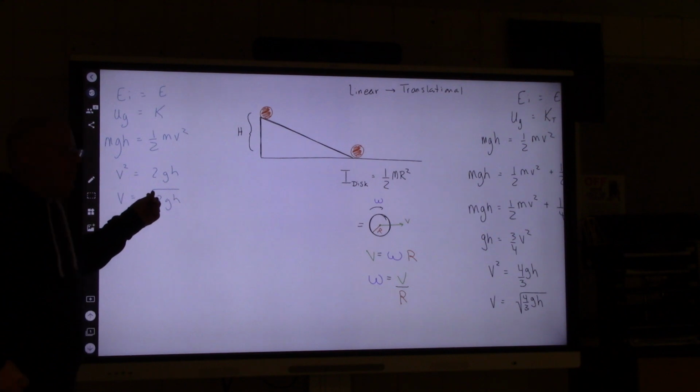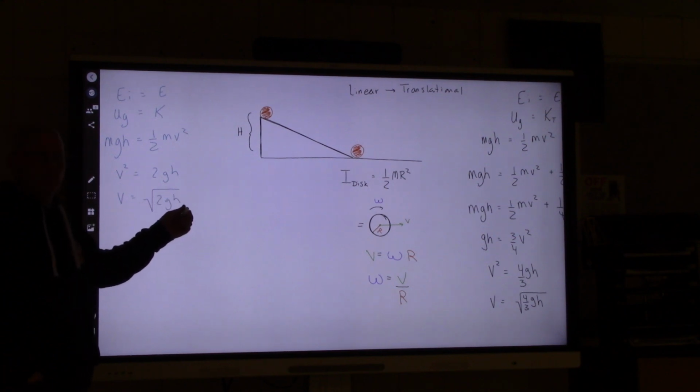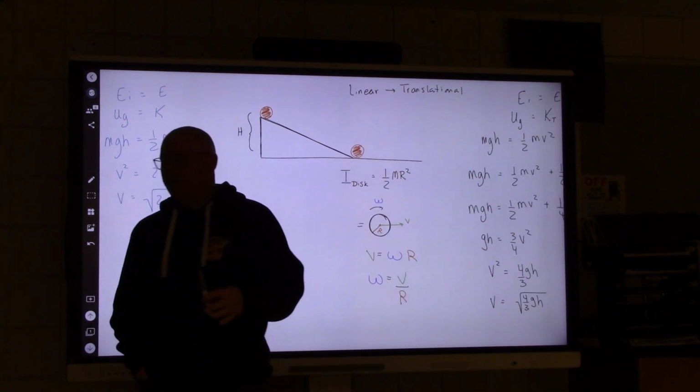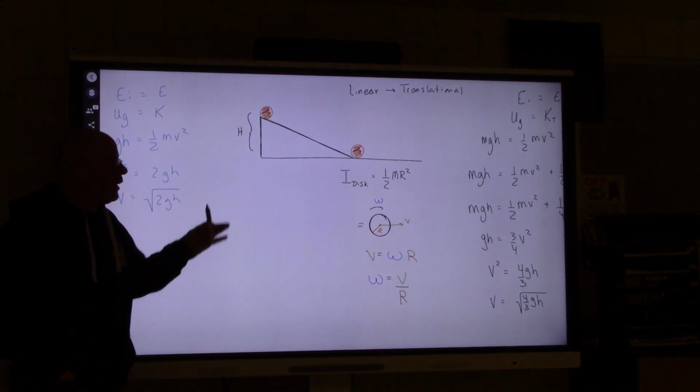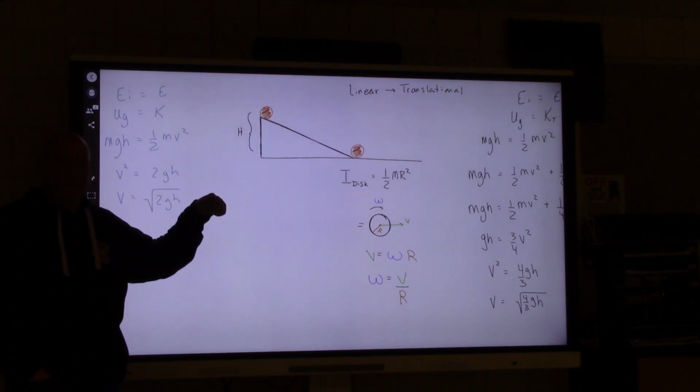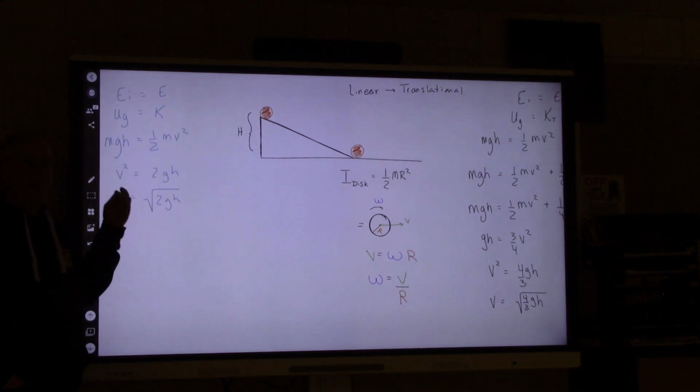If it slides down, it's the square root of 2gh. That's bigger than the square root of 4/3 gh, true? So what this means is some of the energy, when it rolled down, went into getting it to spin. And here, because there's no spinning, it would actually be moving faster.